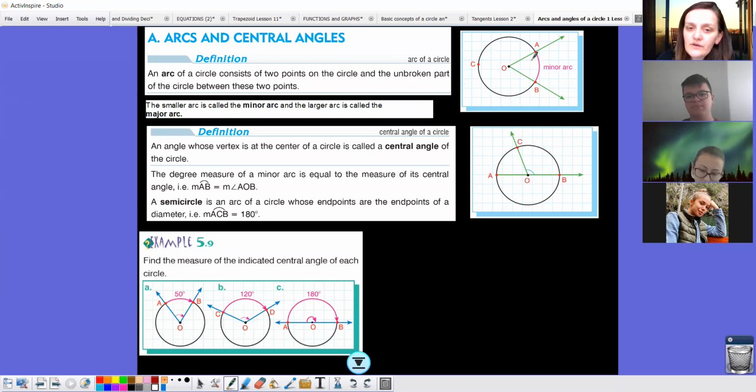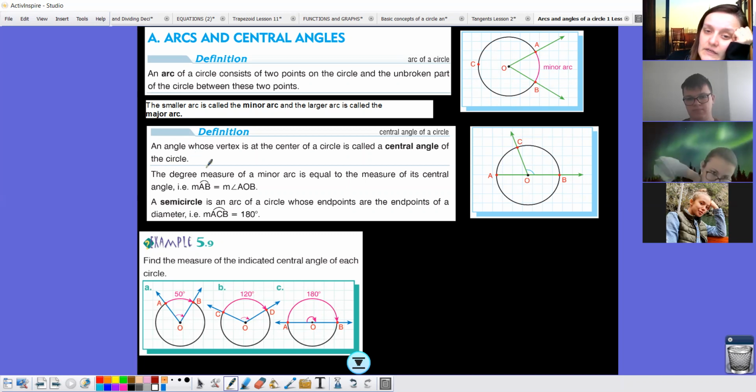So as you see here, the smaller arc is called the minor arc. This one, the smaller one. And the larger arc is called the major arc. ACB will be the major arc. AB will be the minor arc. Okay? The smaller one will be minor. The bigger one, the larger one, will be the major arc.